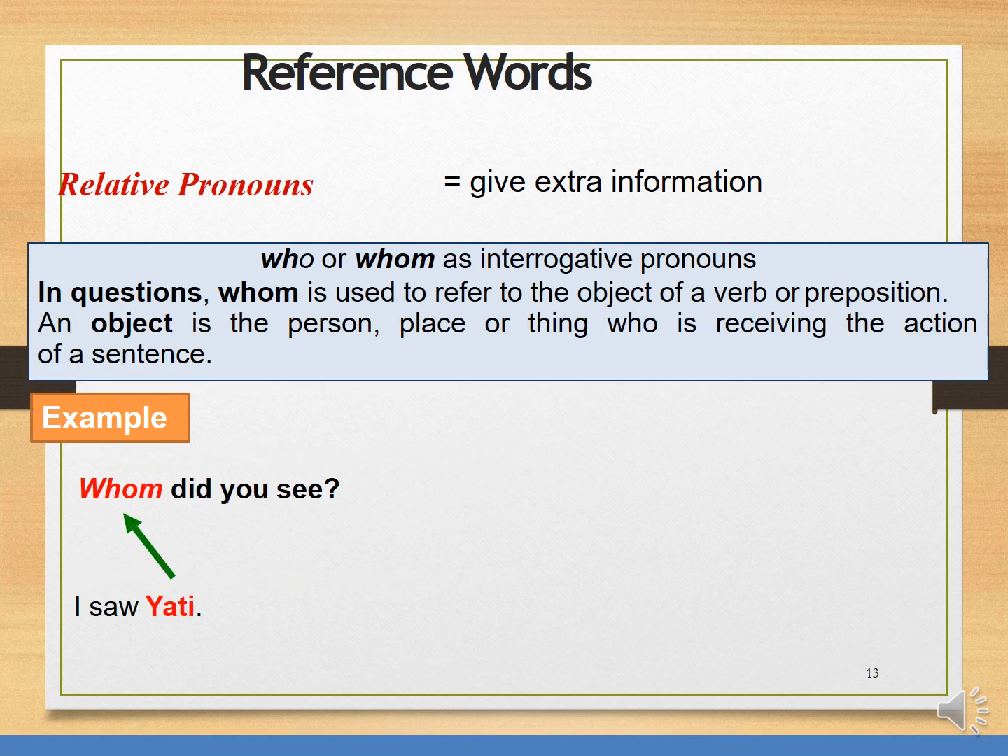Whom is also used as an interrogative pronoun. And in questions, whom is used to refer to the object of a verb or preposition. An object is the person, place, or thing that is receiving the action of a sentence. Okay, example, whom did you see? So, whom did you see? I saw Yati. Whom here is referring to Yati.